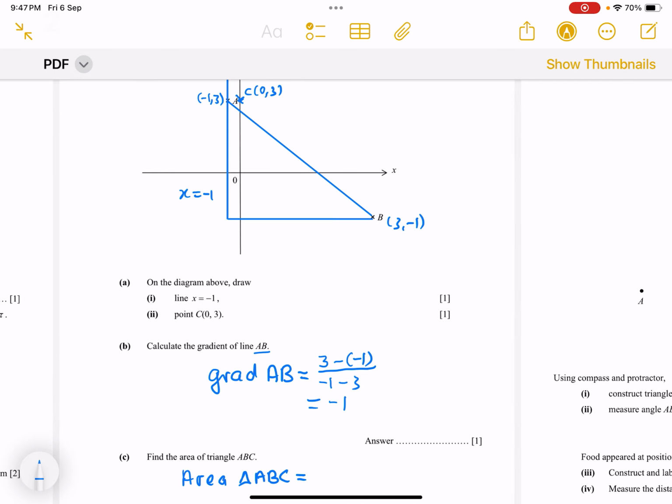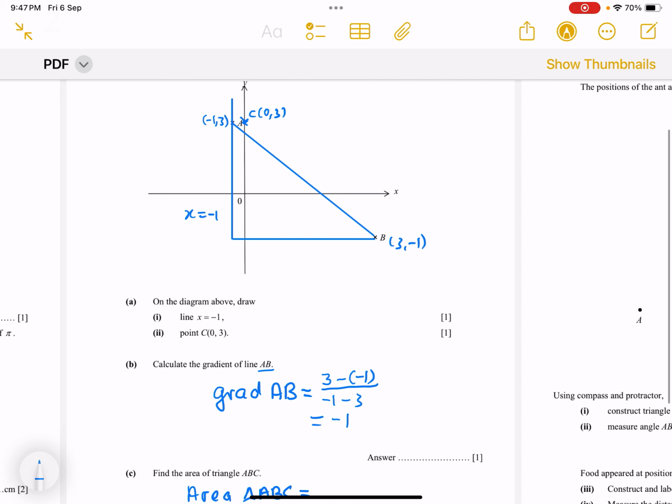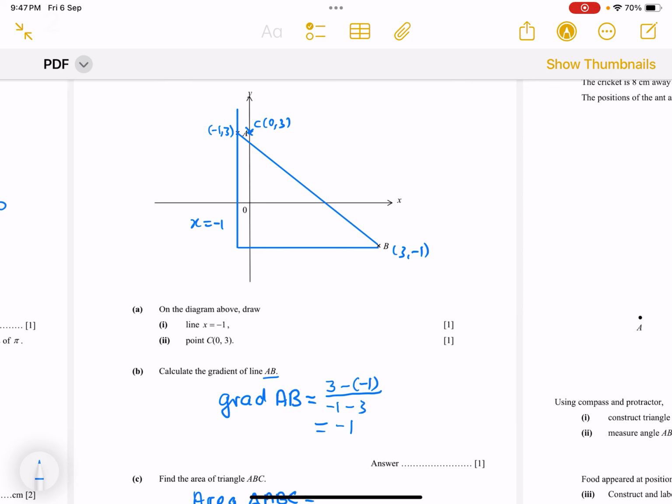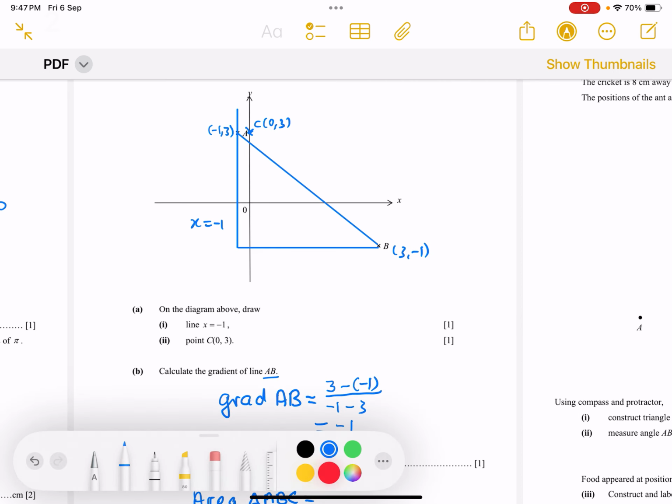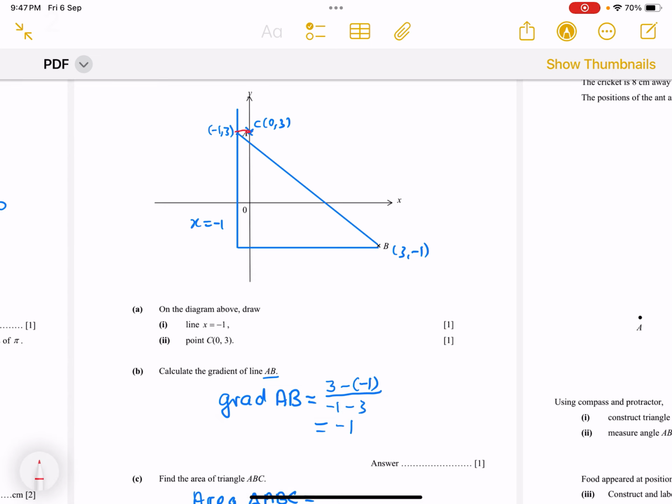And now we want to find the area of the triangle ABC. So where is the triangle? ABC is this triangle here.